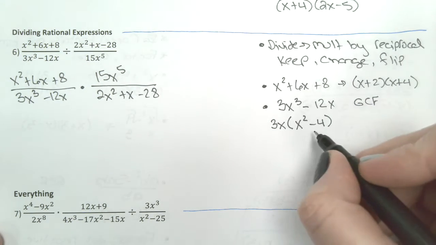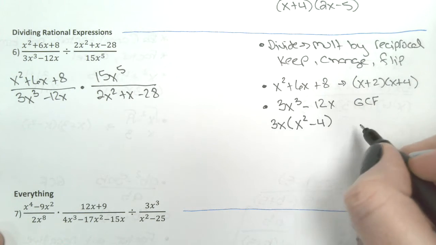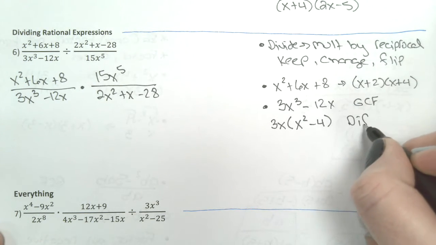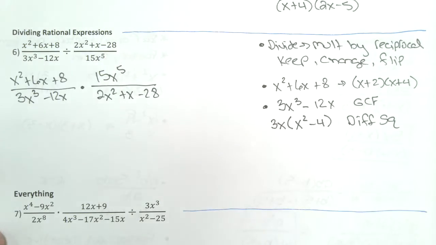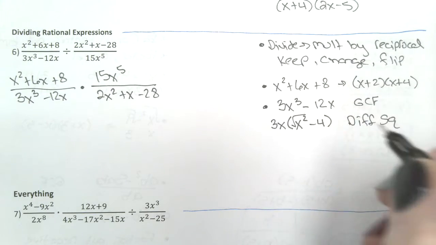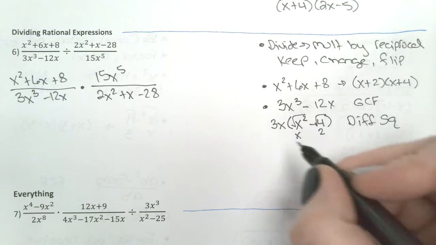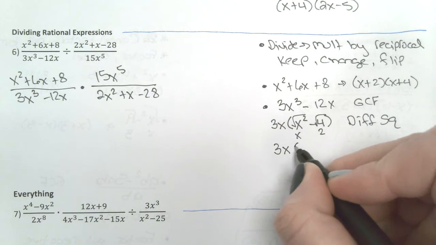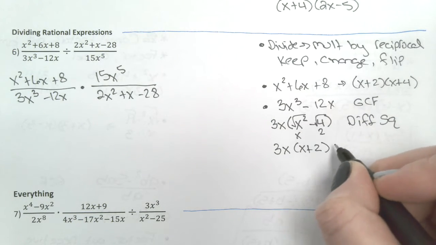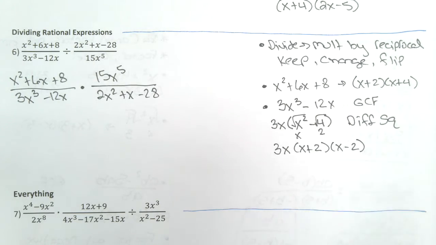Oh, I can do something else with that. So x squared minus 4, now I have the difference of squares. So you have to remember, just because you factor it once doesn't mean that you're done. Square root of x squared is x, and the square root of 4 is 2. So that factors as x plus 2 and x minus 2.